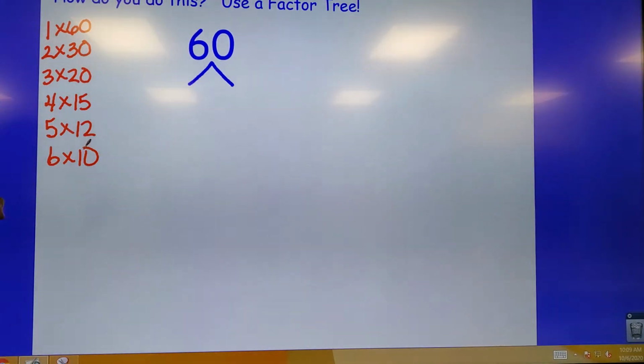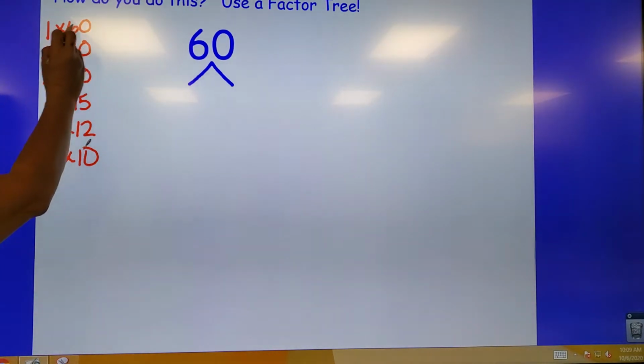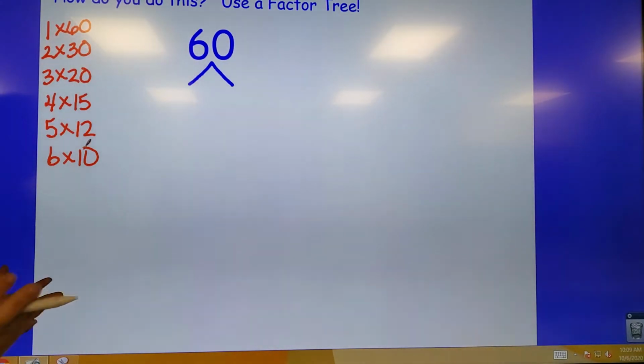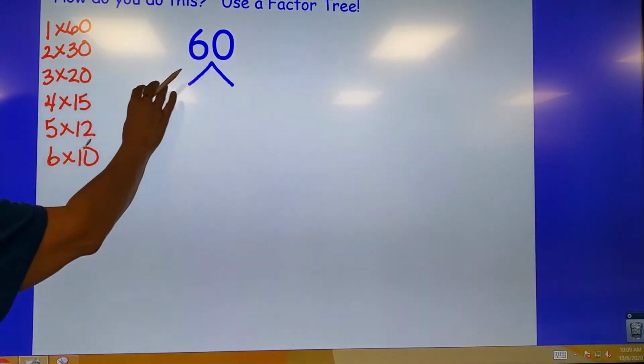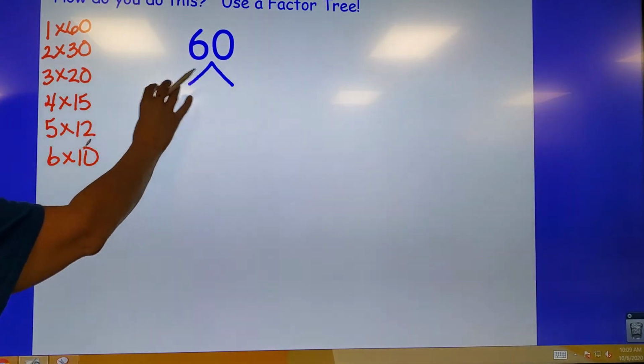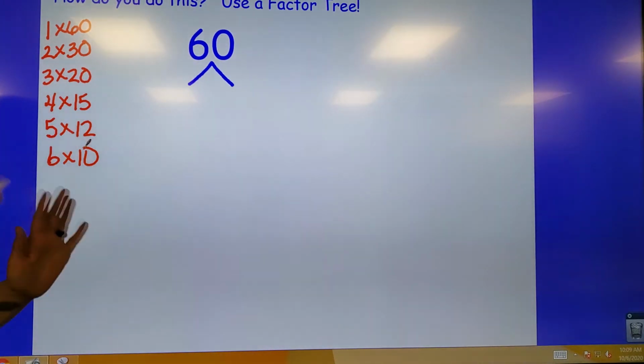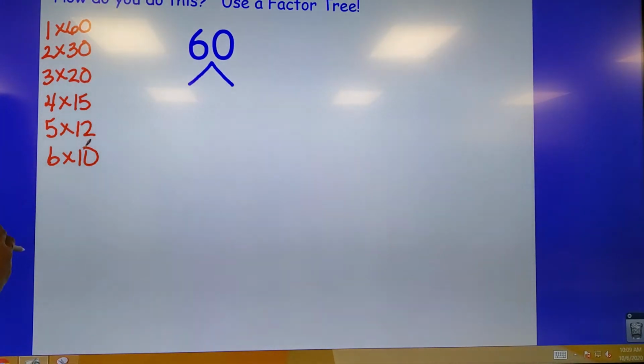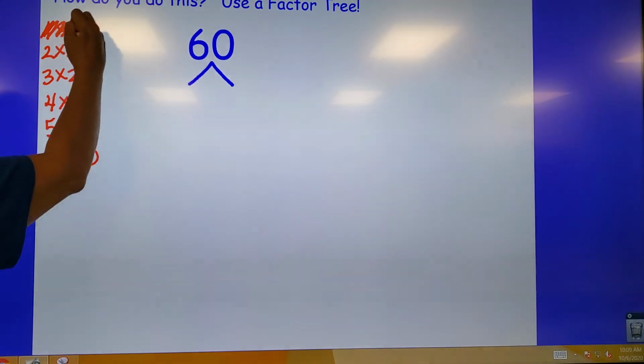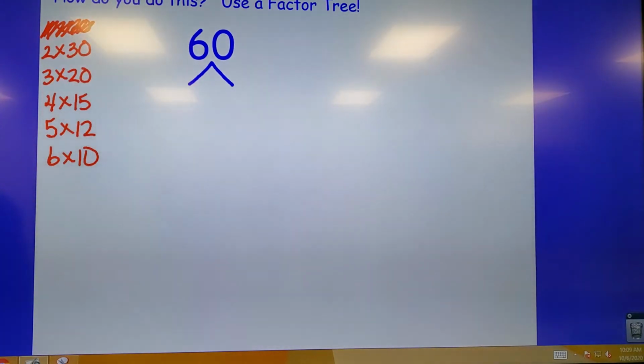Now, there's only one choice that you definitely do not want to use, and that choice is this one, 1 times 60. Remember, 1 is not a prime or a composite number, so we do not want to use a 1 in our factor tree ever. You should never see a 1 show up in your factor tree. So this pair is gone. That means we have 5 other choices, and there's not one choice that's better than another.